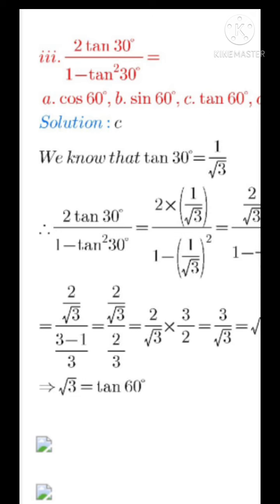So we can write that is 2 by root 3 into 3 by 2. 2 cancel, therefore we get 3 by root 3, that is equal to, 3 can be written as root 3 into root 3, by root 3. Finally root 3 and root 3 cancel, numerator and denominator, therefore we get root 3, and root 3 is nothing but tan 60. So that is the correct answer.